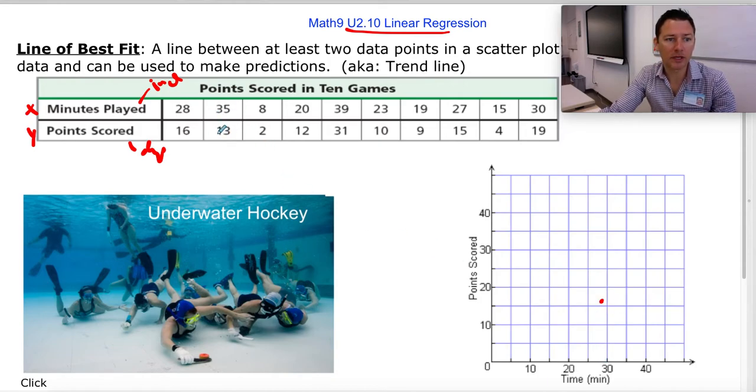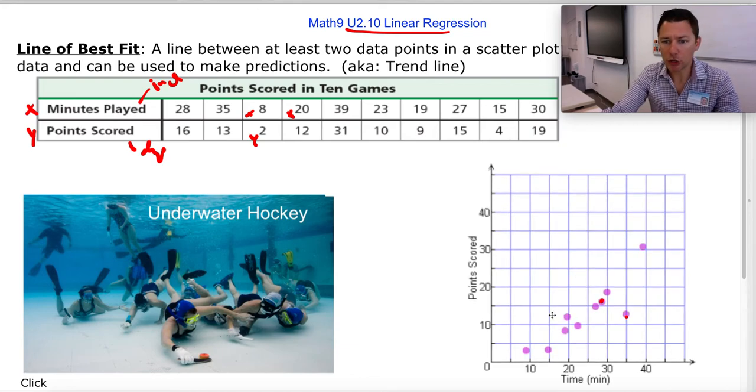Right. This next one would be 35 minutes played and 13 points scored. So 35 right on the dot and 13, so somewhere around there, right? And you'd keep doing those for all these X, Y, X, Y, X, Y, right? And you'd get this. Cool.